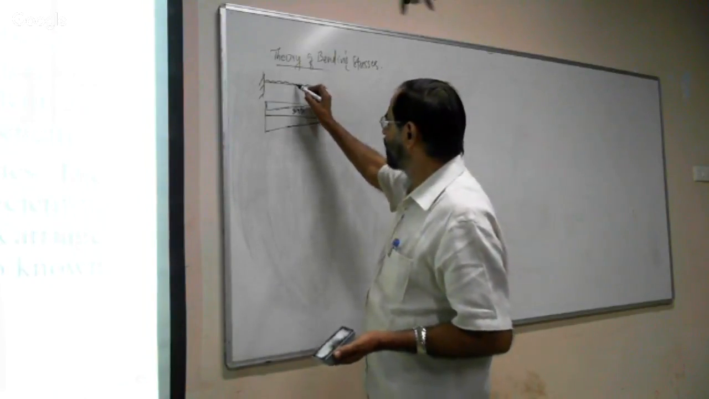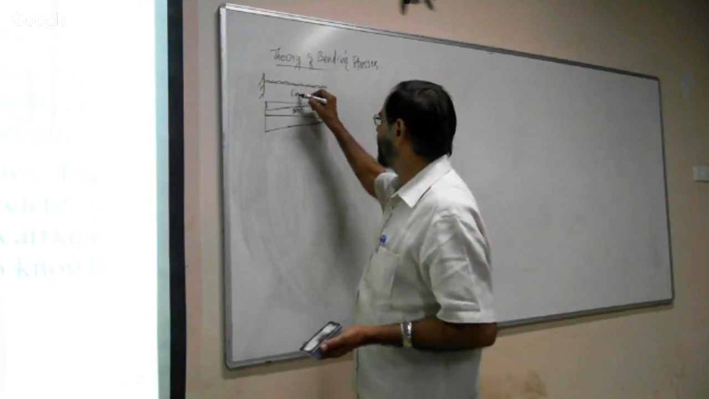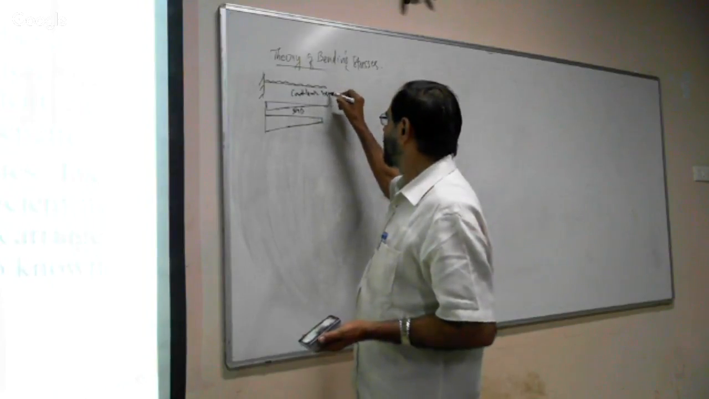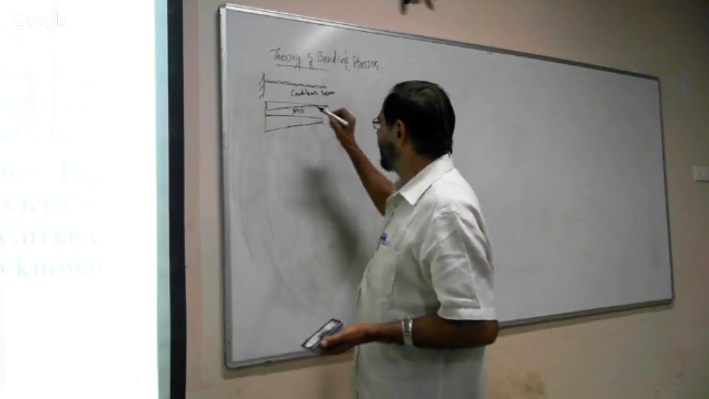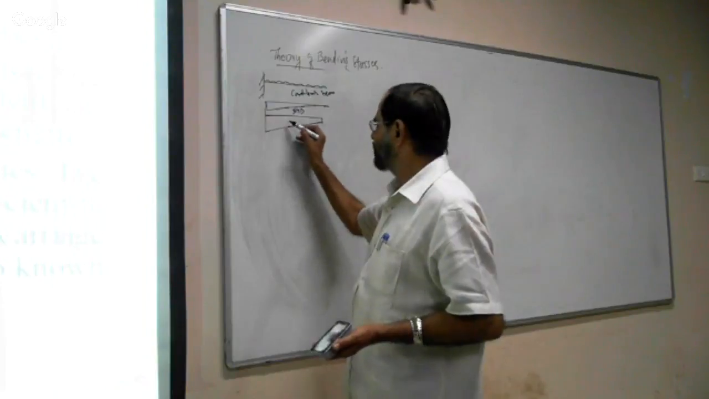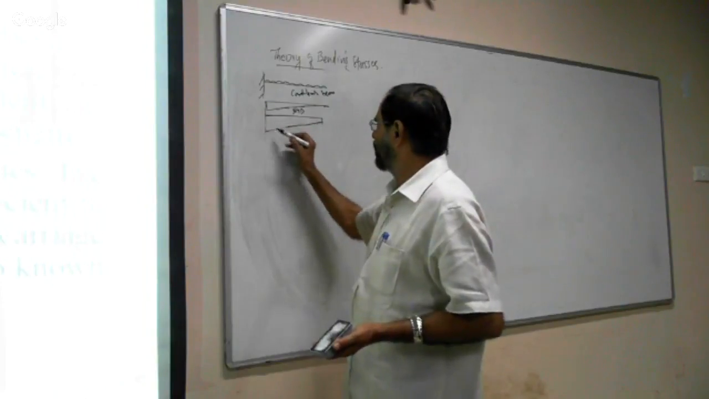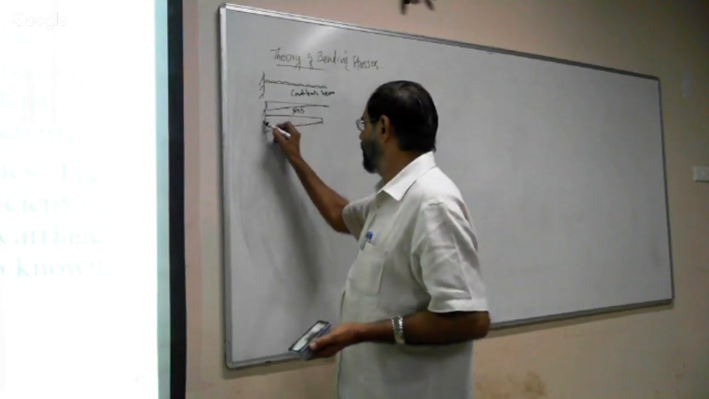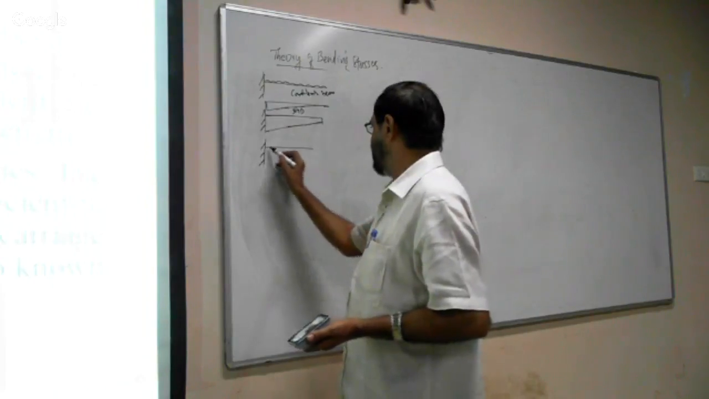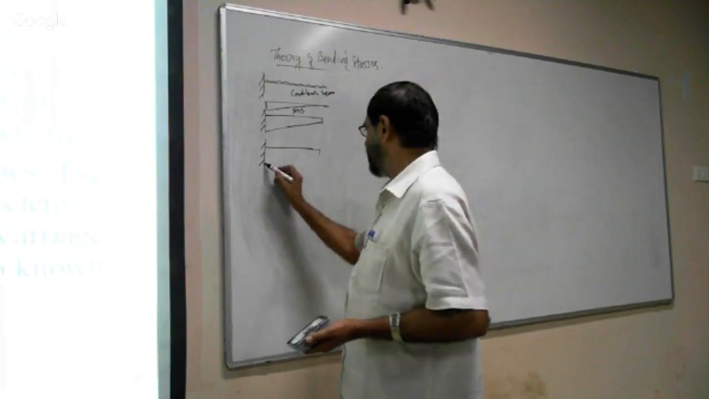This is the loaded cantilever beam, and this is the bending moment diagram. This is the section of the beam. Sometimes it may be of RCC, or sometimes it may be of steel, whatever it may be.